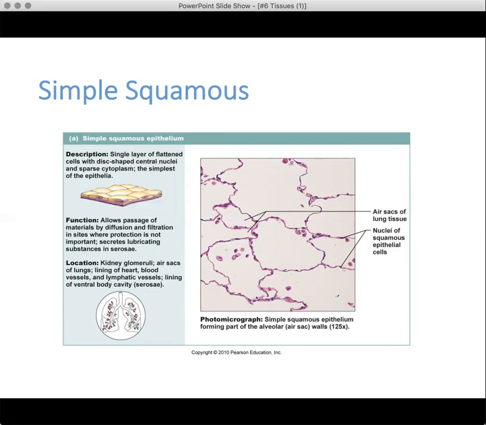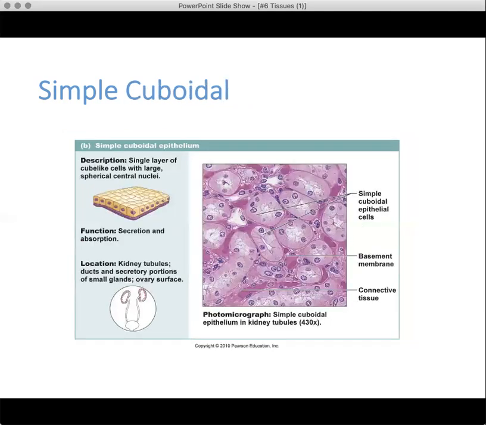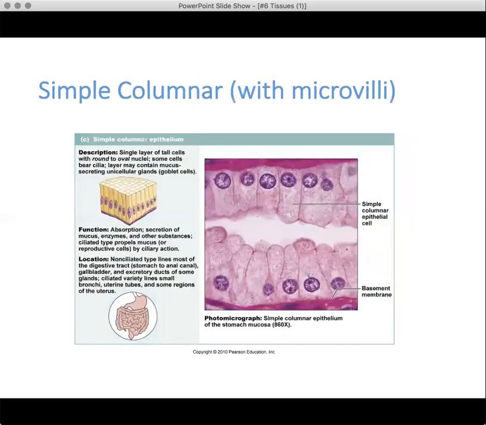Then there's simple cuboidal, which is a single layer of cube-shaped cells, and that performs absorption and secretion, and it's found in the tubes of the kidneys. Then there's simple columnar epithelium, which also has the function of absorption and secretion. And simple columnar tissue almost always has either microvilli on the apical surface of the cells, or it has cilia. And depending on what modification it has, it'll perform maybe a slightly different function.